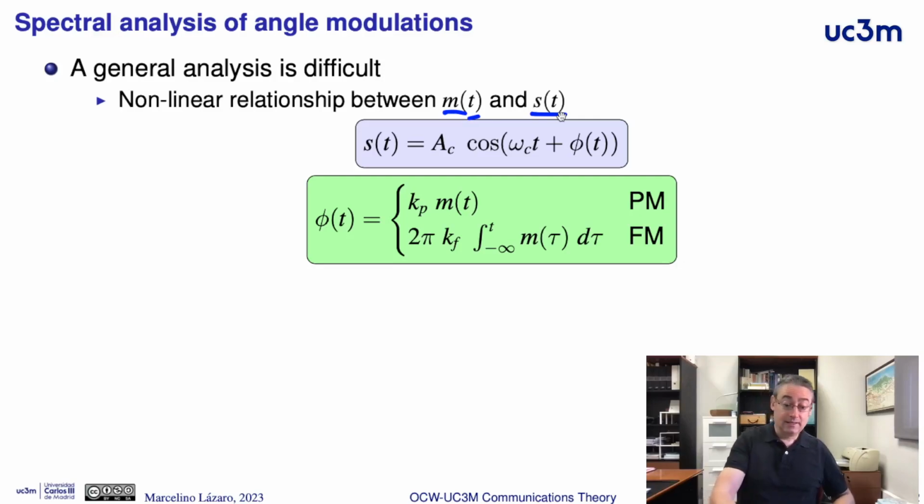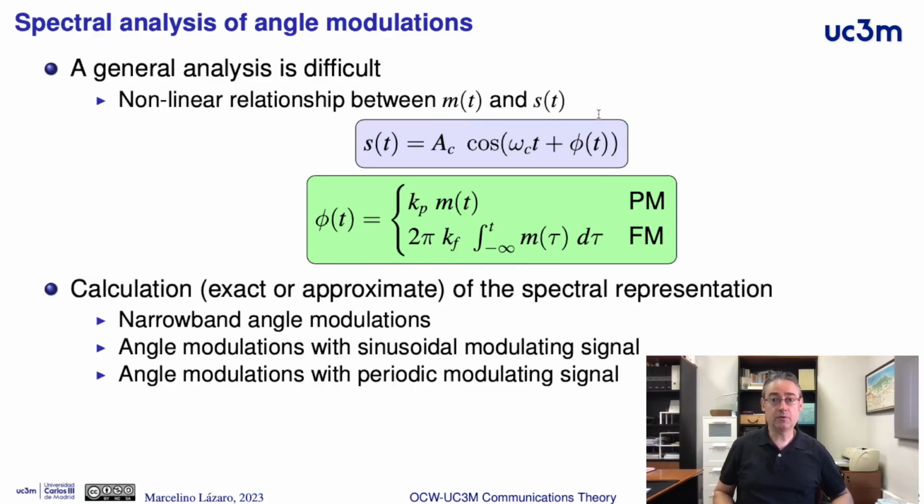The phase term phi(t), where we include the modulating signal, is proportional to this signal for a phase modulation, and it is proportional to the integral of the modulating signal in a frequency modulation. But in any case, this term is inside of the argument of a sinusoidal carrier, and therefore we have a nonlinear relationship between m(t) and s(t). And this makes the analytical study of these kinds of modulations difficult.